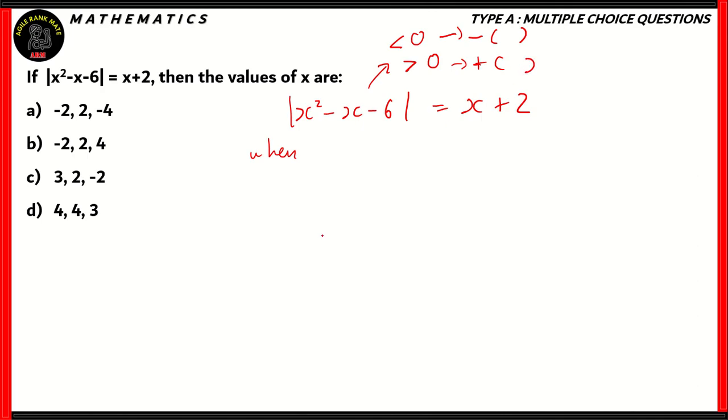So now we know the two cases, we can use them to find out the values of x. So our first scenario would be when x squared minus x minus 6 is less than 0. When this happens, our equation would be x squared minus x minus 6 equal to negative of x plus negative of 2, so that's minus x minus 2.